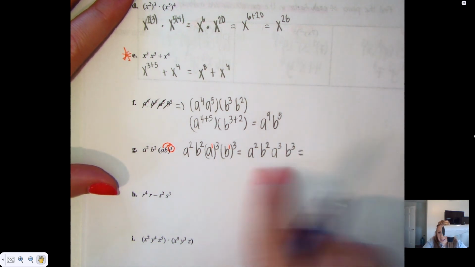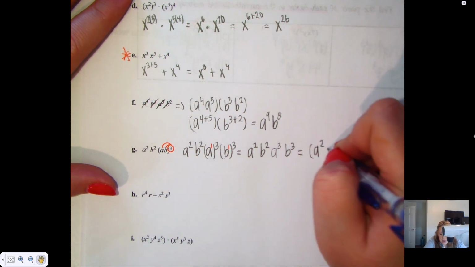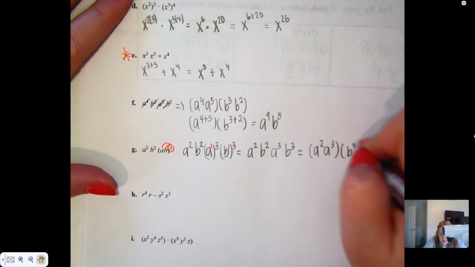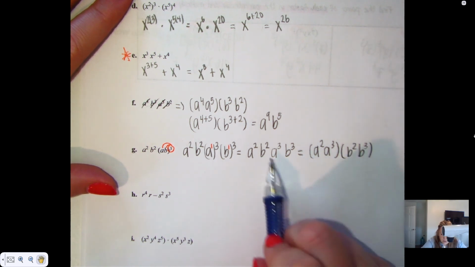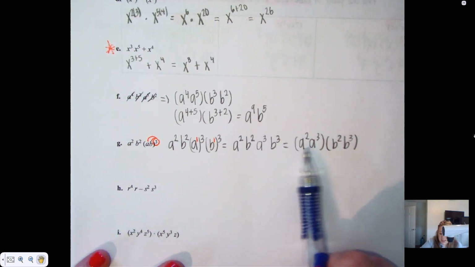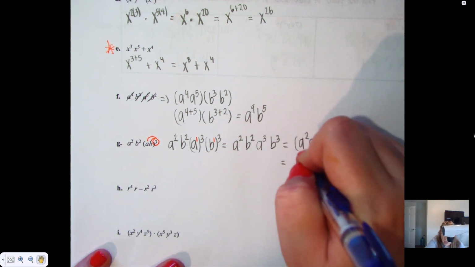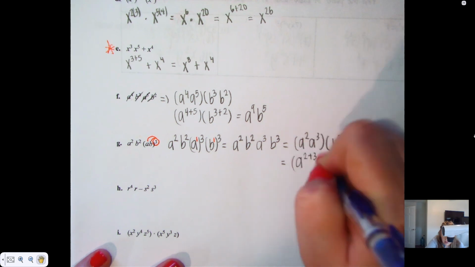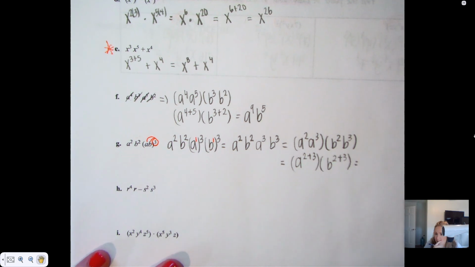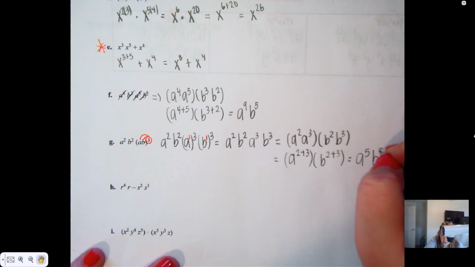Okay, I'm going to put the a's and the b's together just like we did here. So I'm going to have a squared a cubed, b squared b cubed, okay? And now I have my bases together. Same bases are together. I'm multiplying, so I'm adding the exponents. So I would have a to the 2 plus 3, and then b to the 2 plus 3, okay? So that gives me a to the 5th, b to the 5th.